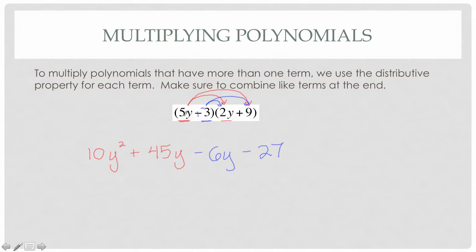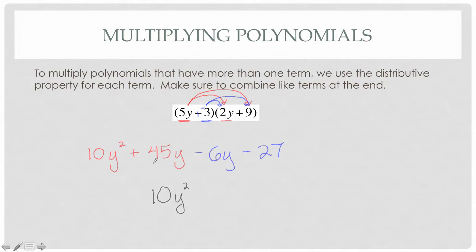So do you see how we have two terms, and each term gets the distributive property with what's in the other polynomial? So we have the 5y multiplied both terms, and then the negative 3 multiplied by both terms. So we ended up with 4 terms altogether, and I'm going to see if there's any terms that I can combine, any like terms. So I got 10y squared, but there's no other y squareds.